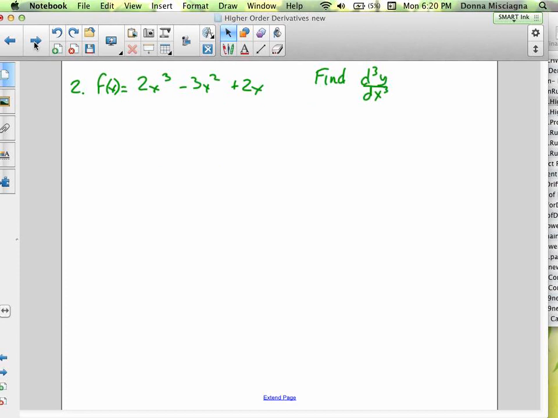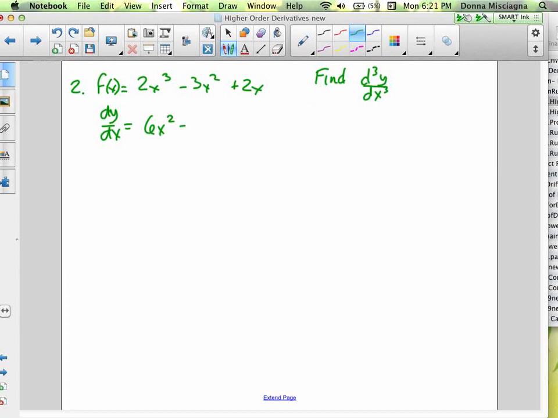Let's try this one. We want to take the third derivative. Well, to take the third derivative, you've got to take the first derivative, so dy dx. I also could write f prime of x, but I really didn't want to write f double prime and then f triple prime of x. So we're going to switch and use the Leibniz notation and use dy dx for these particular examples. The derivative of 2x cubed is going to be 6x squared. We had that one in the last problem. The derivative of 3x squared is going to be 6x. The derivative of 2x is just 2.